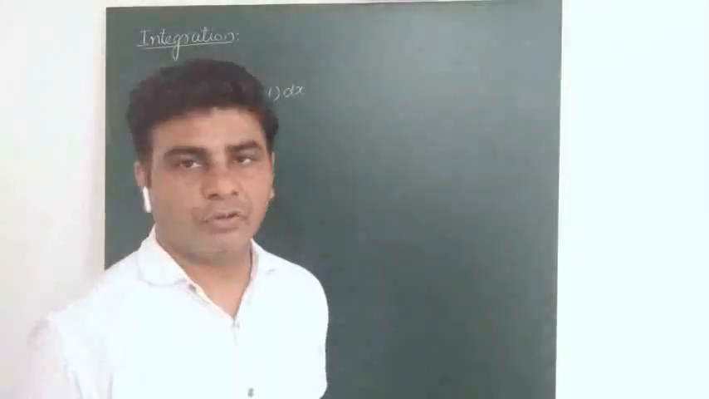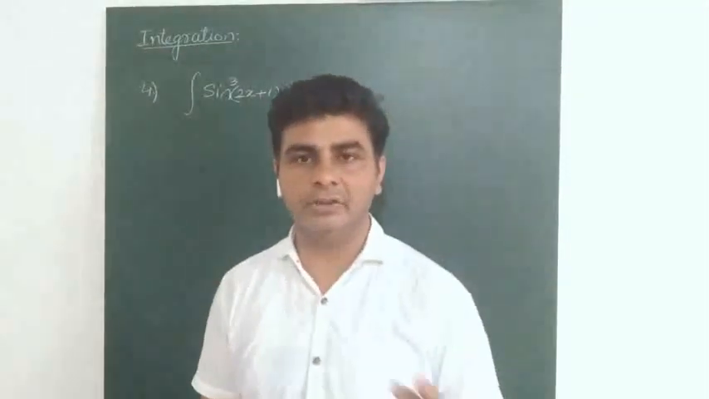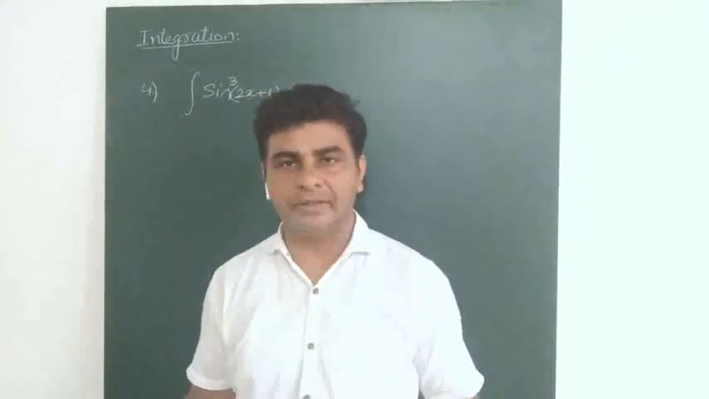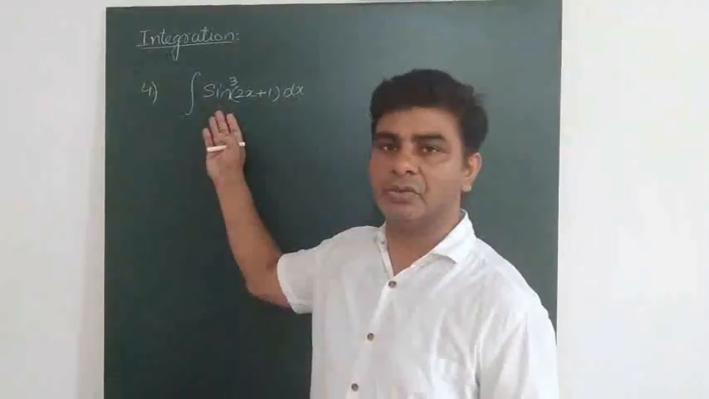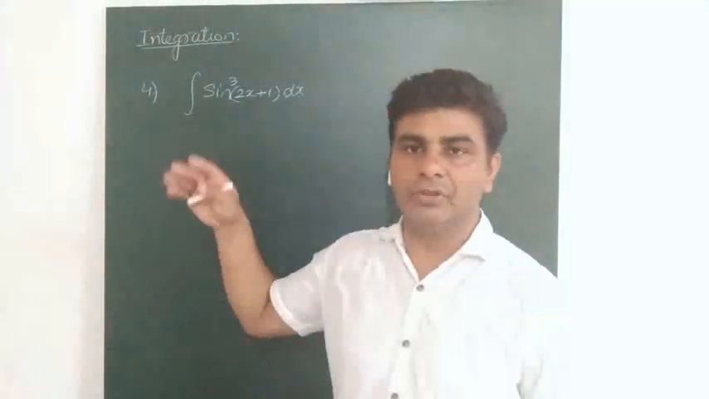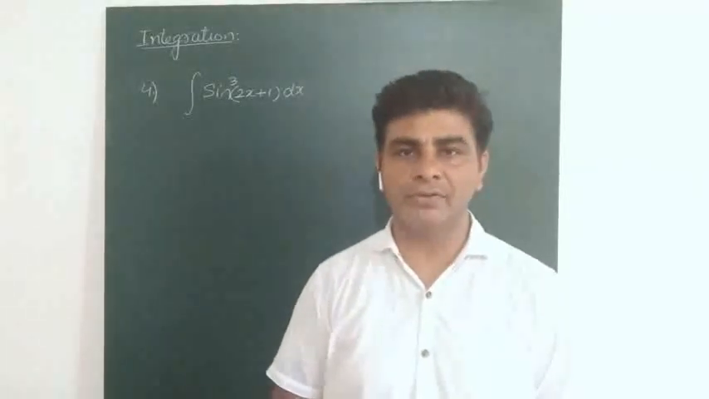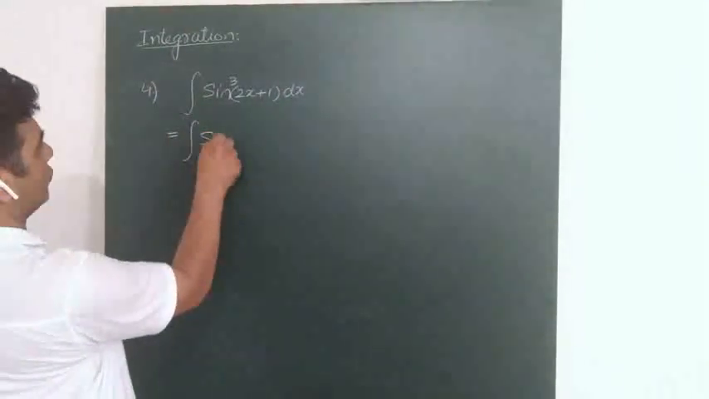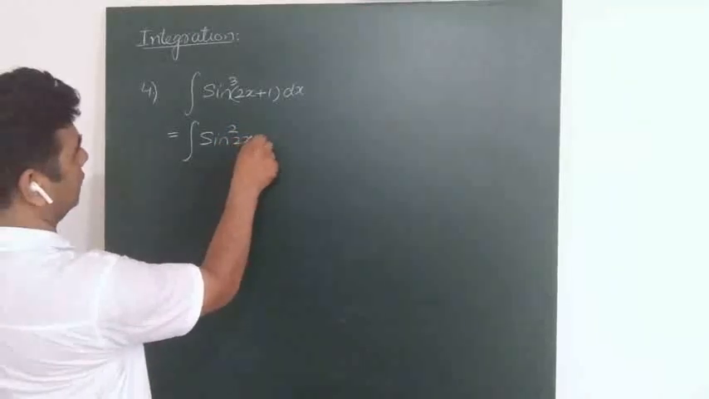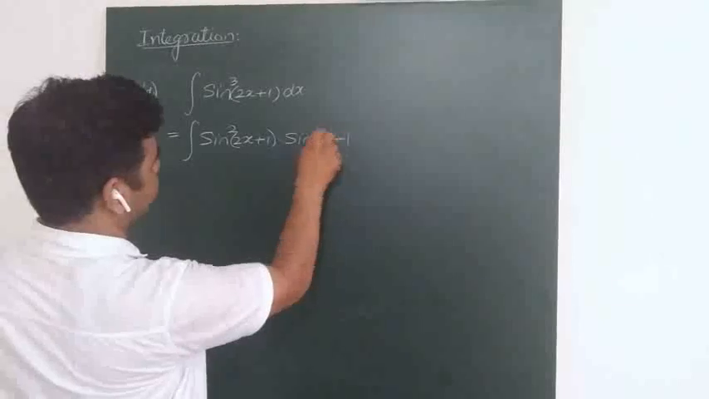Dear students, I have already told you whenever a cubic function is given to you, how can we do the integration? There are 2 methods. In one method, we write down the terms in the form of sine square x into sine x. And for the second method, we can apply the formula of sine 3x. So I am using the first one here. We will write down sine square x, angle will remain the same, multiplied by sine of 2x plus 1.